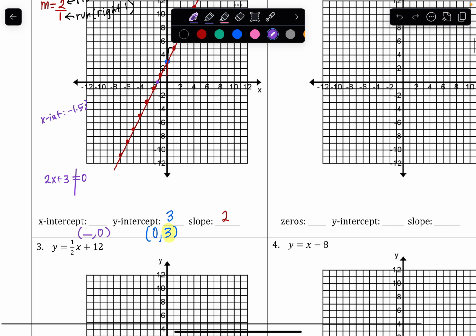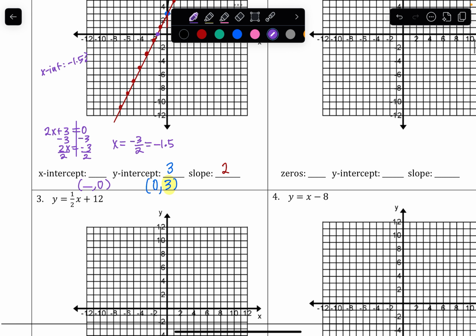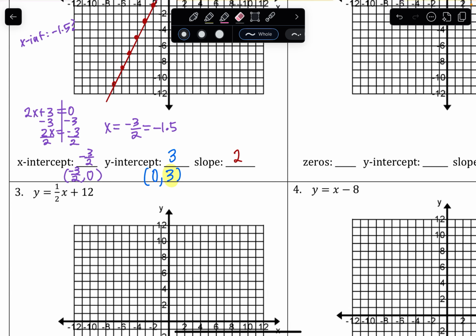And so we can solve this equation by isolating x. It takes 2 steps. You subtract 3. And then divide by 2. And so we can see our x-intercept is negative 3/2, or in decimal form, negative 1.5, which is exactly what we're seeing on the graph. And so for x-intercepts, you can write them as fractions or decimals. Slopes should always be written as fractions because that's your rise and your run. Okay.